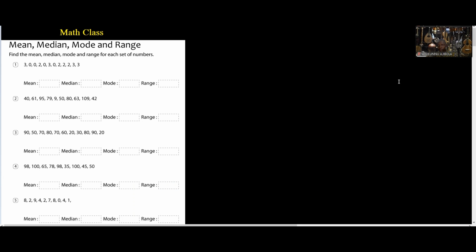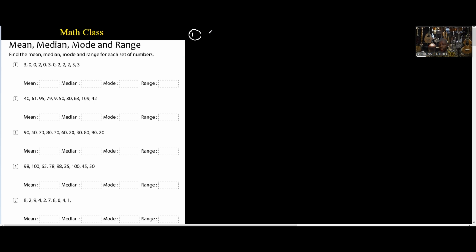Right. So the question we have for today is on statistics. Okay, so please, can you hear me now, Serenity? Yeah. Okay, good. So to look at the first one, we say find the mean, median, mode, and range of each set of numbers.